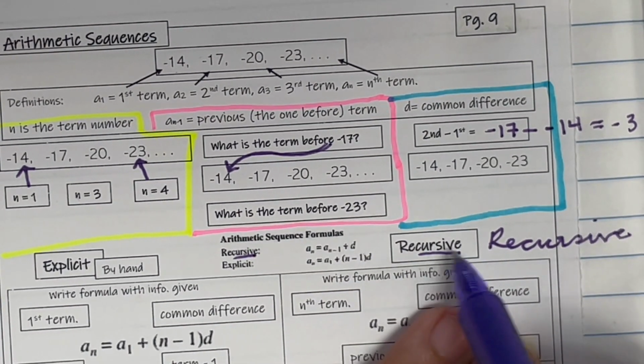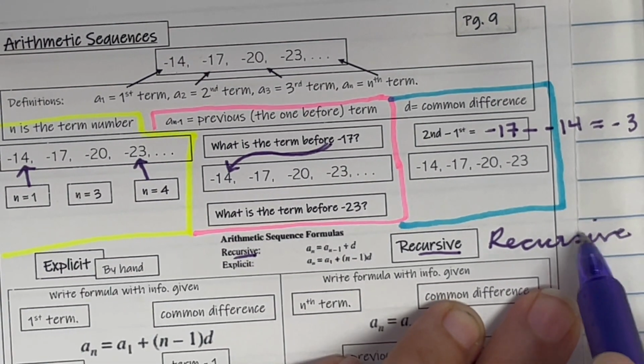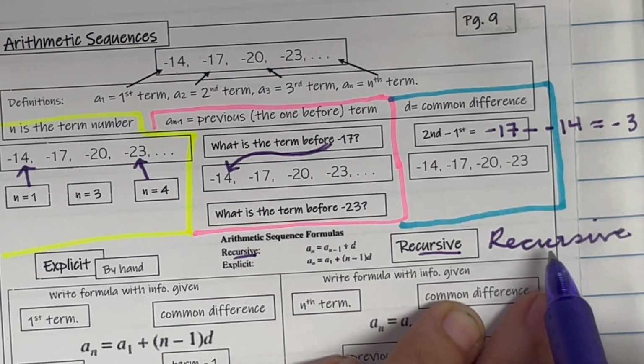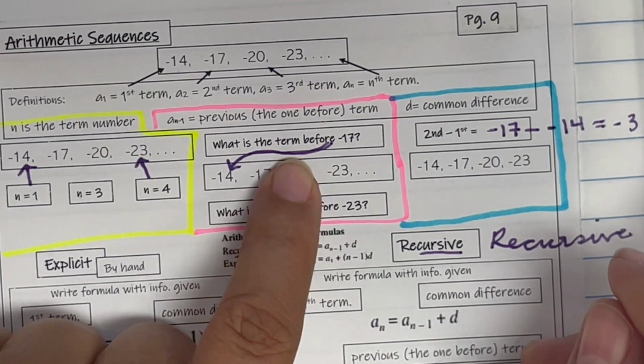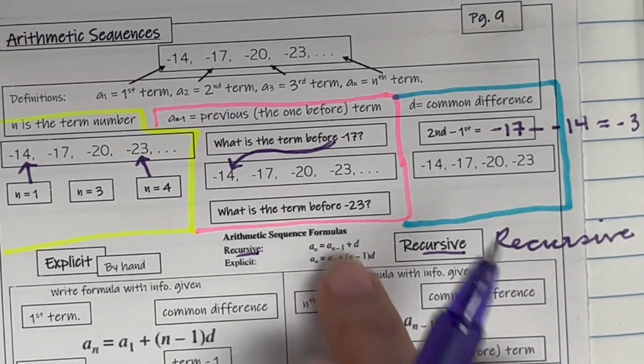I think cursive, when you're writing in cursive, you're joining all the letters. I cannot write this S here without having this R. Okay, I can't write this R without having the U. So this recursive one is always going to need the term before. You have to have the term before in order to write it. And that's how you know which formula to use.